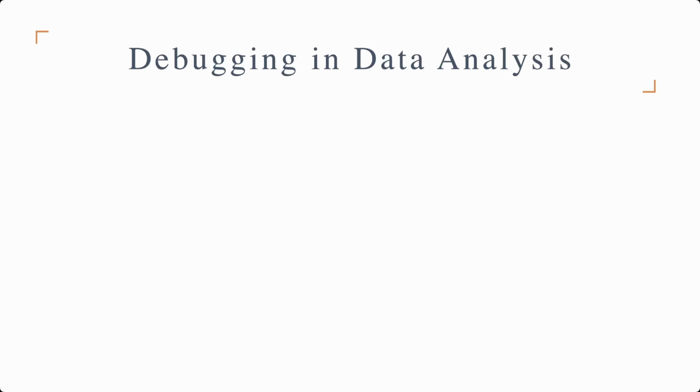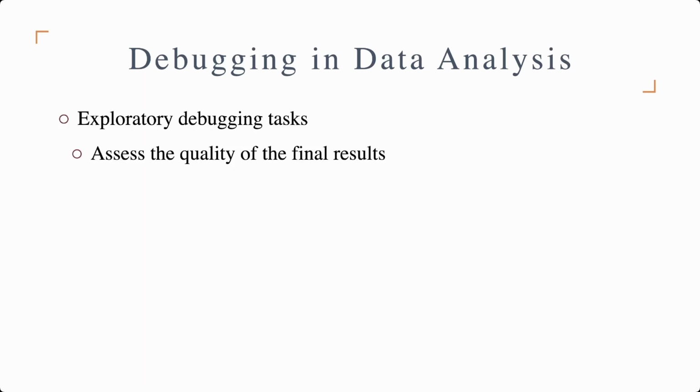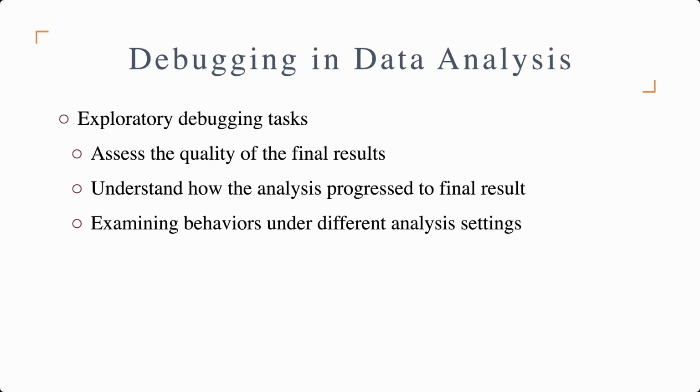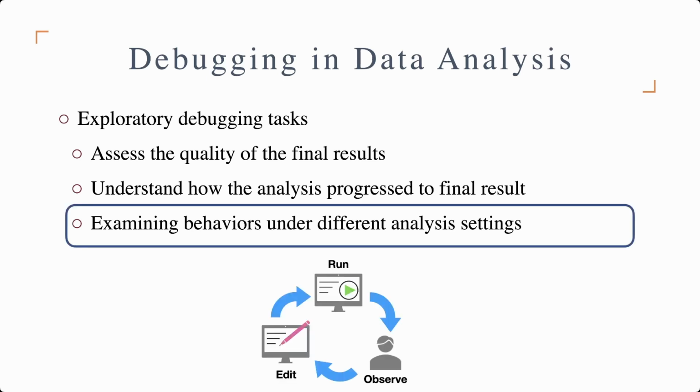For example, people may want to assess the quality of their final results, understand how they reach their final result, or examine the analysis under different settings, such as different parameters or analysis algorithms. We're going to focus on this last task of examining the analysis under different settings. This task aligns with a common debugging practice in any type of program, from software engineering to data analysis.